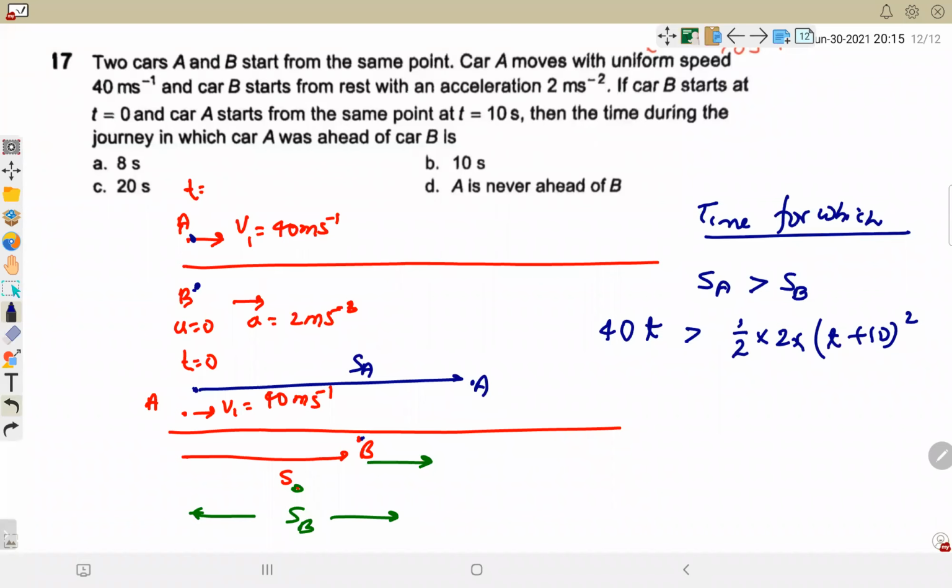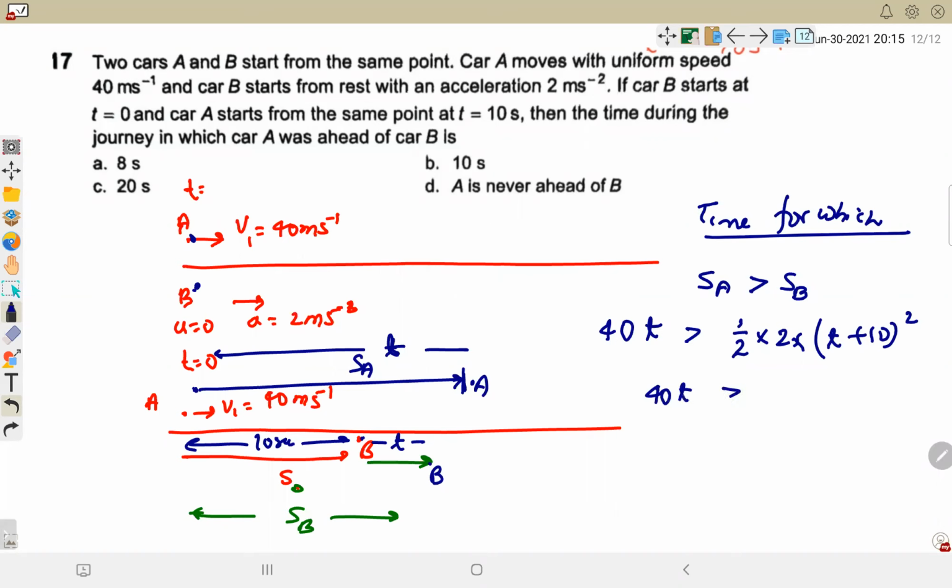I hope you understood this. B has already moved for 10 seconds, और उसके बाद जो t second उसको और मिलते हैं, in which A has covered a greater distance. So आपको डायग्राम से पहले सिचुएशन को एनालाइज करना है, and then you have to write the equation to find the time interval for which SA is greater than SB. B में t plus 10 क्यों है? Because B starts 10 seconds before A.